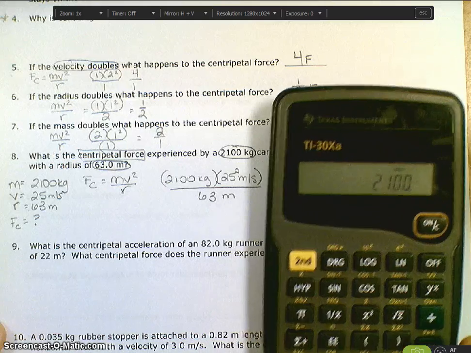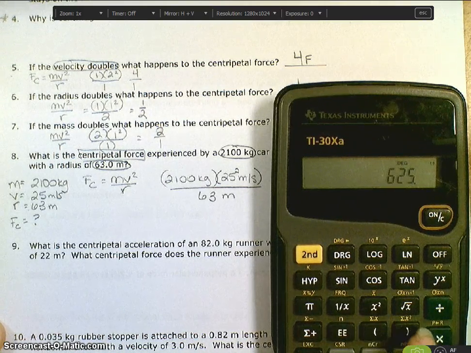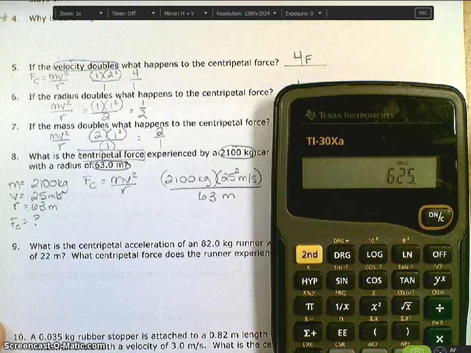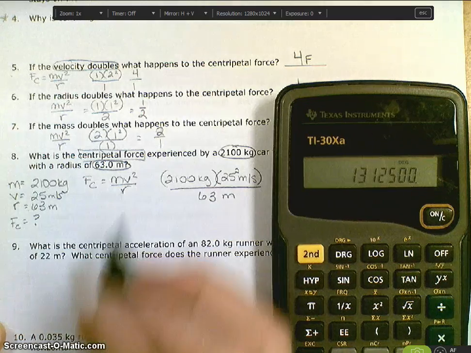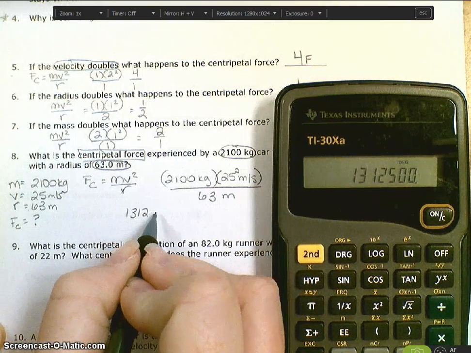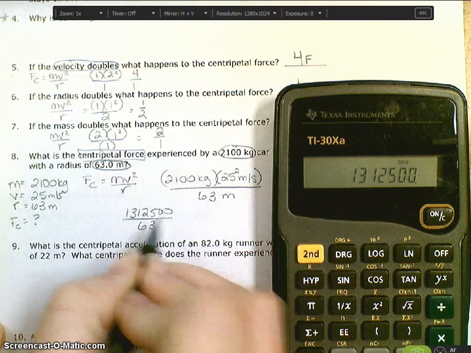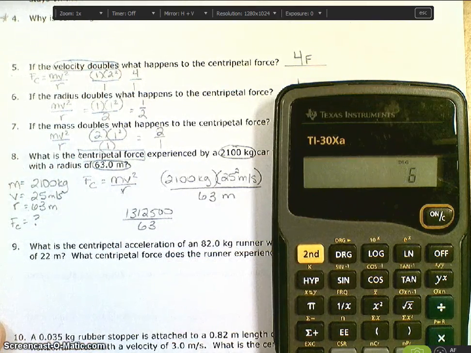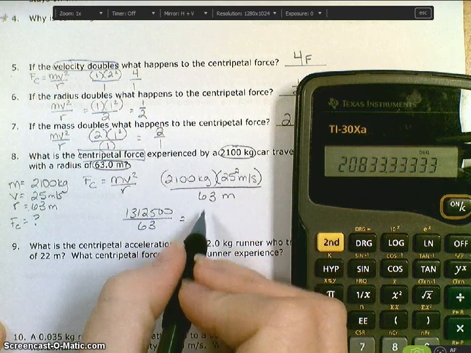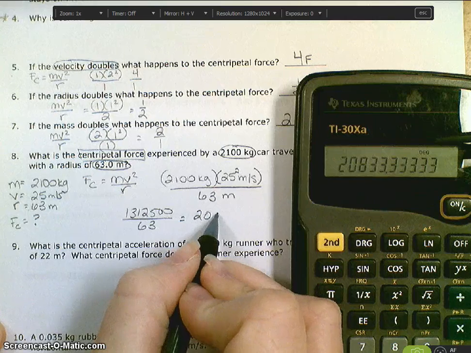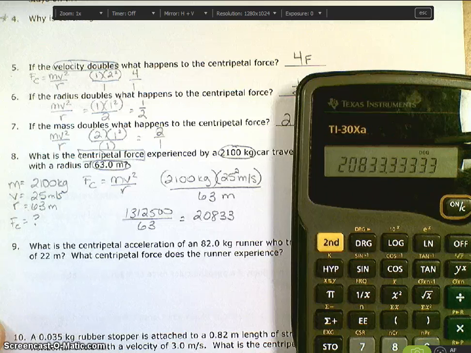2,100 times, I need to use my parentheses here, 25 squared, just 625. So I multiply those together and I get 1312,500. Remember, this is all over 63. So I divide and I get an answer of 20833. I'm just going to go ahead and round that down.